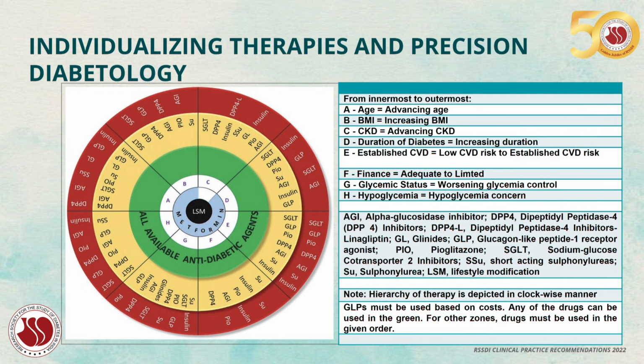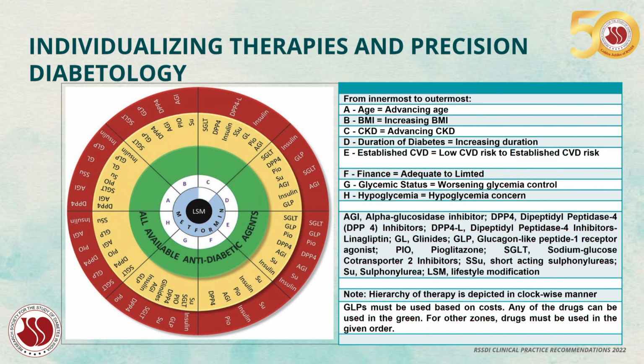You have advanced age, where age is the major concern. You don't want them to have a fall or difficulty using insulin. The hyperglycemia is not a major concern. The major concern is hypoglycemia. So the preferred drug would be a DPP-4 inhibitor or AGI maybe in this group.